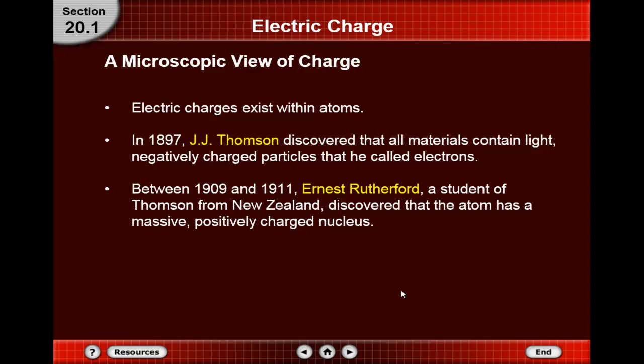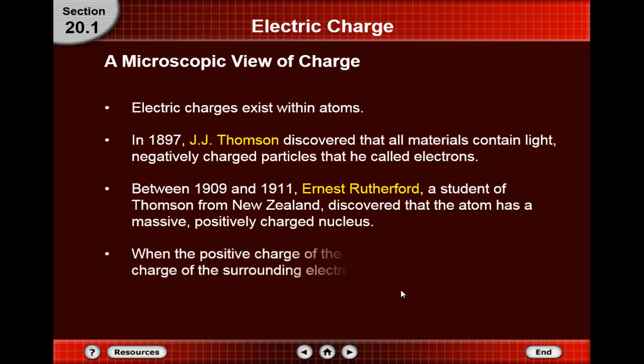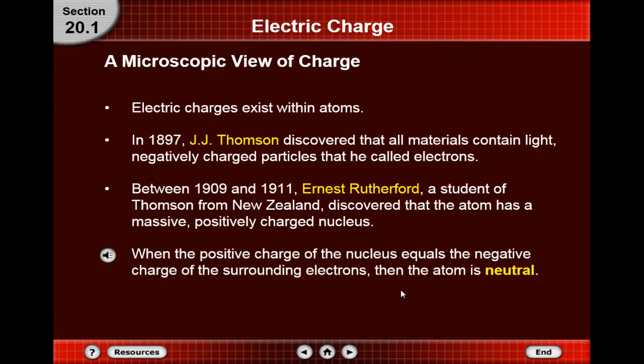which revolves around the positive charge, the proton. Okay, when the positive charge of the nucleus equals the negative charge of the surrounding electrons, then the atom is neutral. So when the positive charge of the nucleus equals the negative charge of the surrounding electrons, we call this atom neutral.